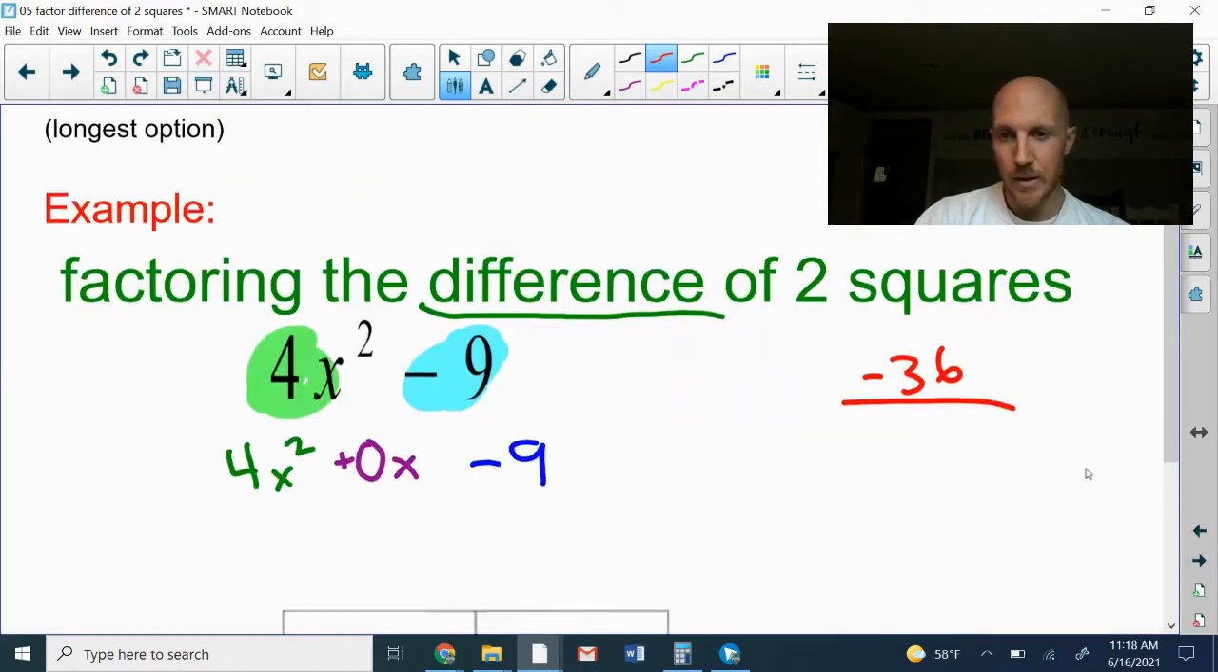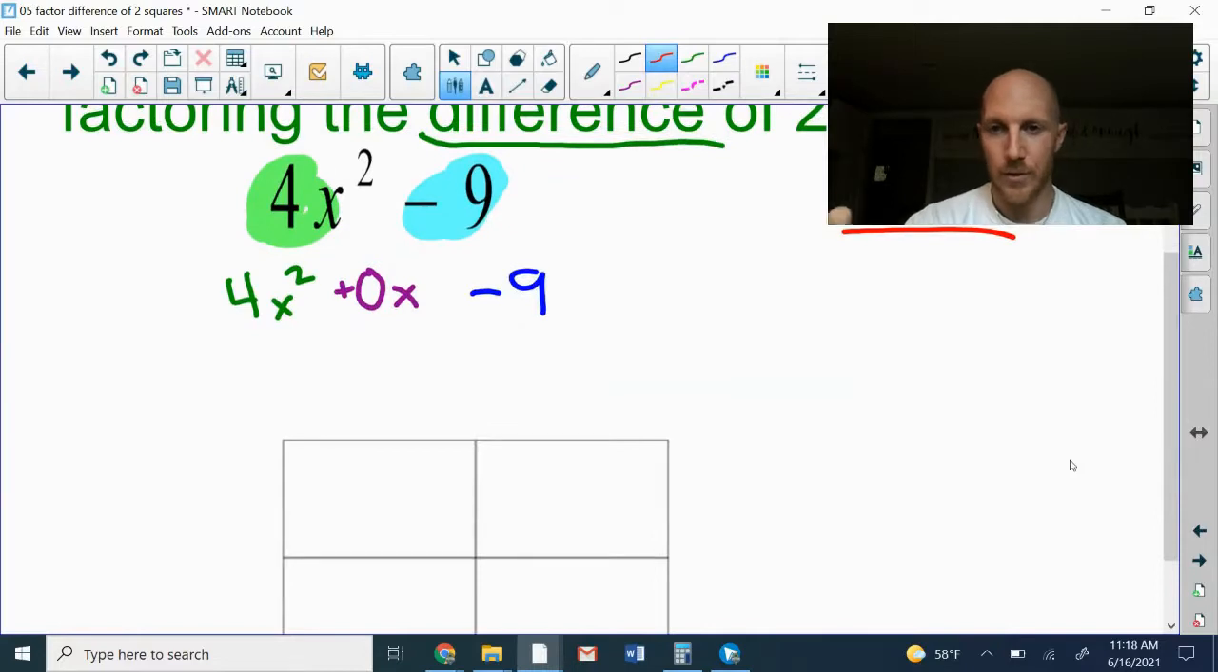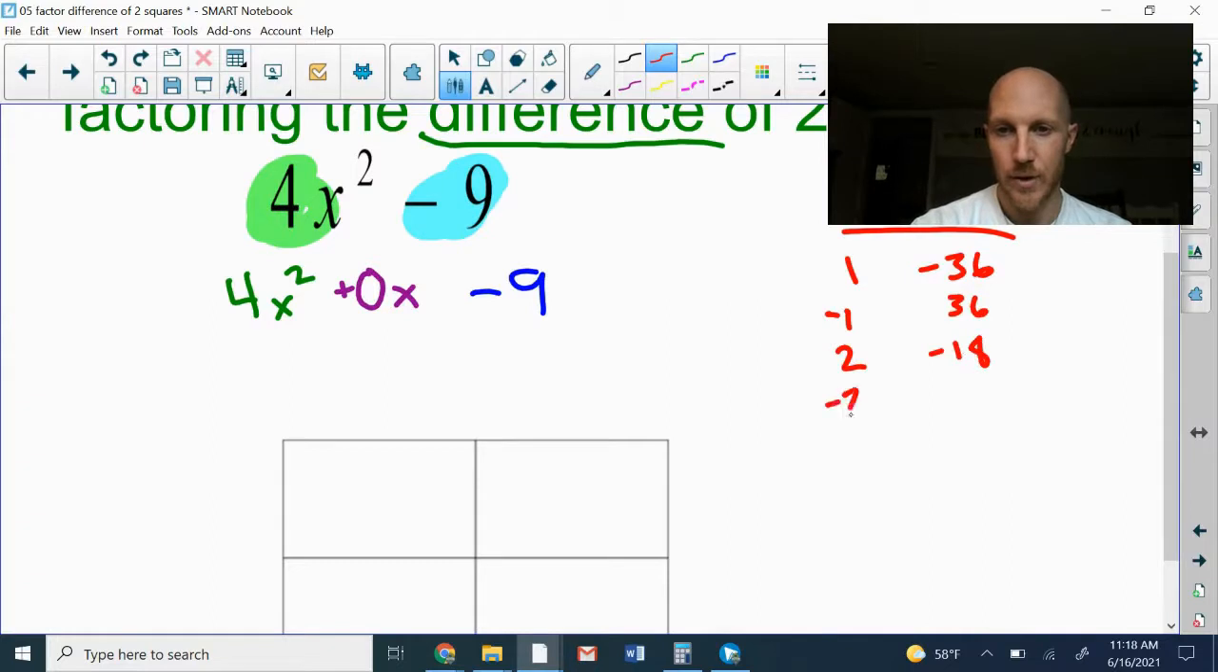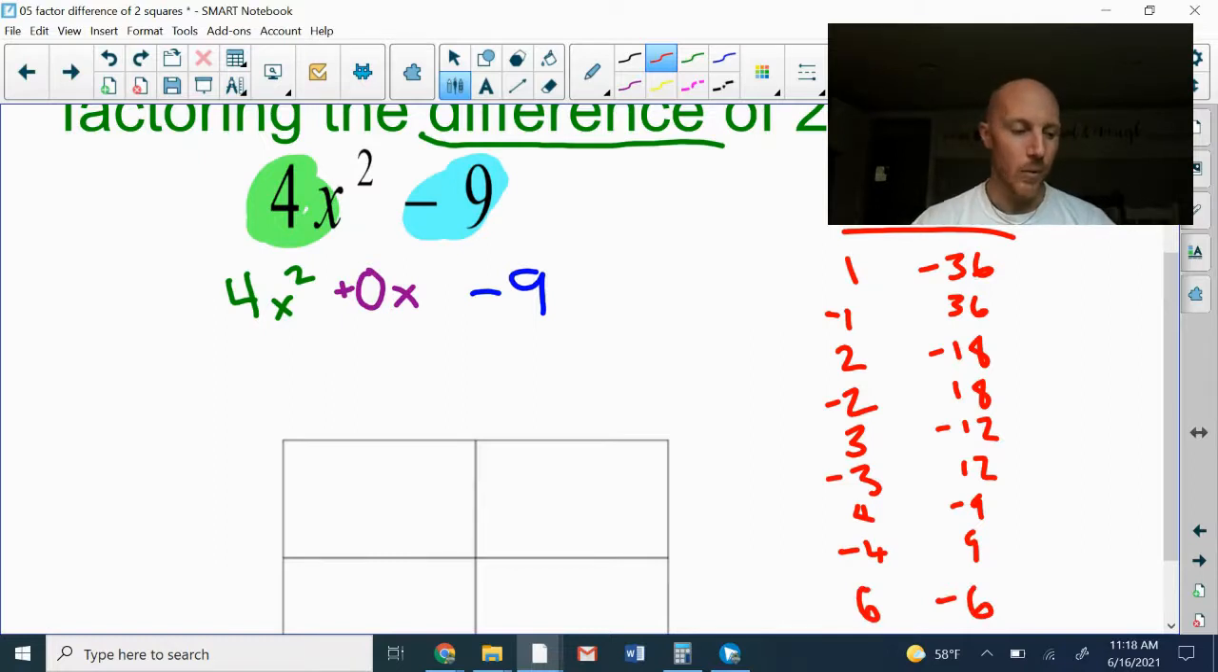I'm going to list all the factor pairs that would multiply to get me -36. So I could do 1 and -36. I could do -1 and +36. 2 and -18, -2 and +18, 3 and -12, -3 and +12, 4 and -9, or -4 and +9. 5 doesn't work, but 6 does. 6 and -6, or -6 and +6. But really, that's the same pair of numbers. If I switch the order, it doesn't change the fact that it's those same 2 numbers. So there's my whole list.